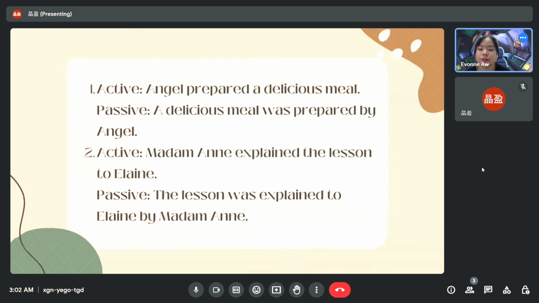Now we will look at some examples of active sentence and passive sentence. Firstly, the active sentence is Angel prepared a delicious meal. The passive sentence is a delicious meal was prepared by Angel. Secondly, the active sentence is Madam Ann explained the lesson to Elaine. The passive sentence is the lesson was explained to Elaine by Madam Ann.